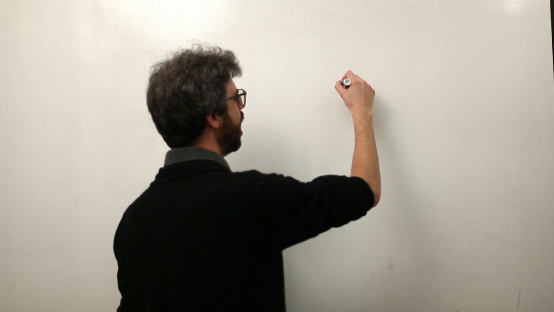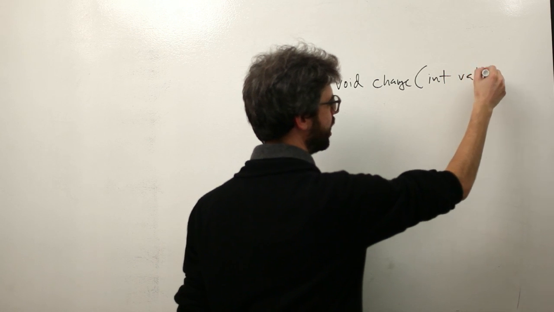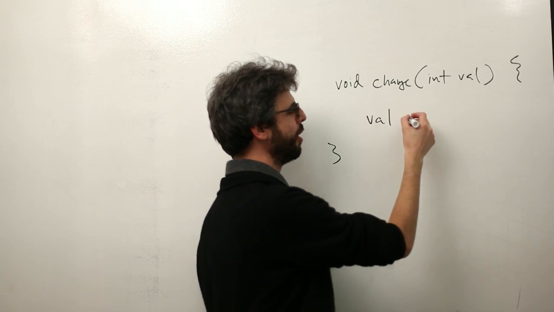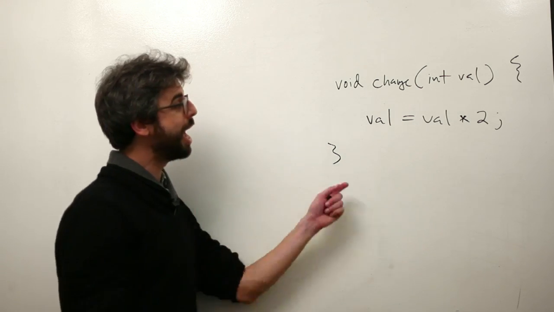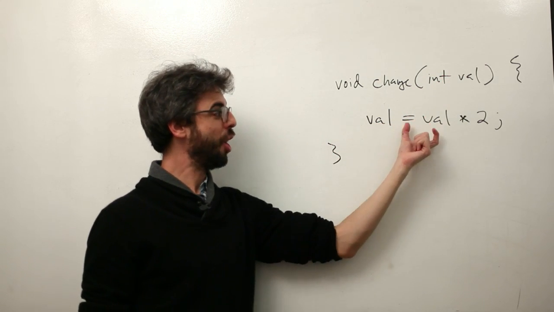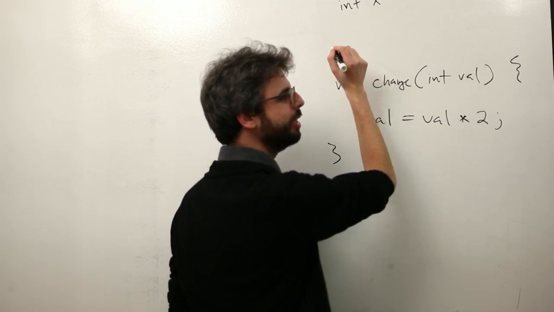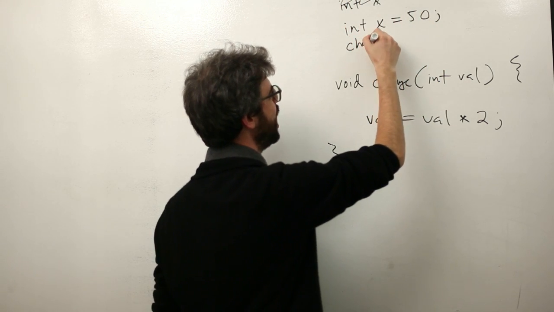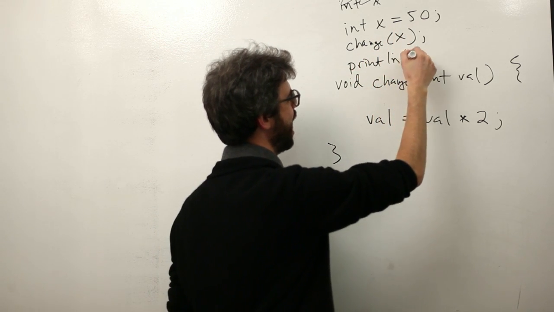So I'm going to make up a silly function, almost a function that has no point. I'm going to call it change, and it's going to receive a single number as an argument. And inside this function, I'm going to say that value equals value times 2. Okay? So this function receives a number and multiplies that number by 2 and stores it back in itself. So if I say int x, can you see that? No, you can't. Let me write a little lower. Int x equals 50, and then I say change x, and then I say print line x.